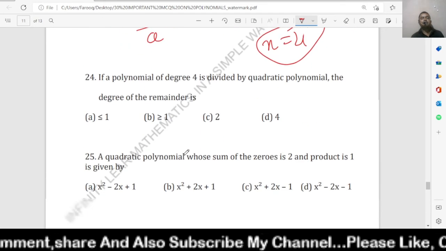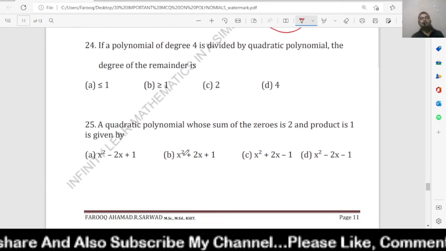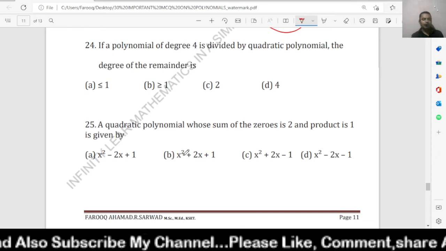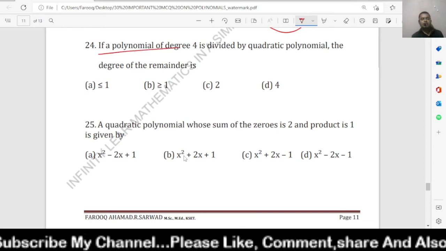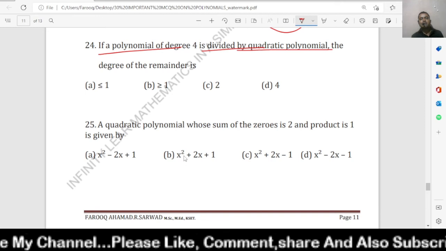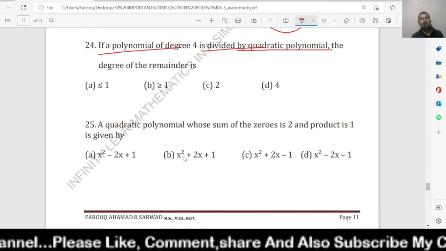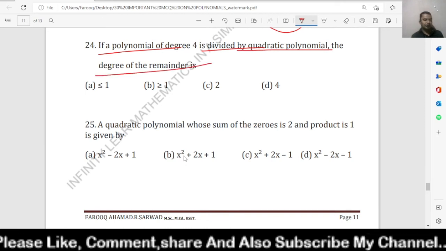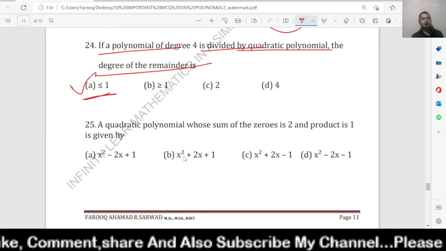Option B is correct. If a polynomial of degree 4 is divided by a quadratic polynomial, then the degree of the remainder is what? Less than or equal to 1. Remember this one.